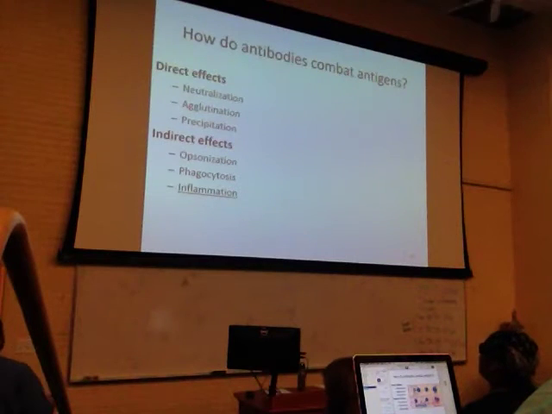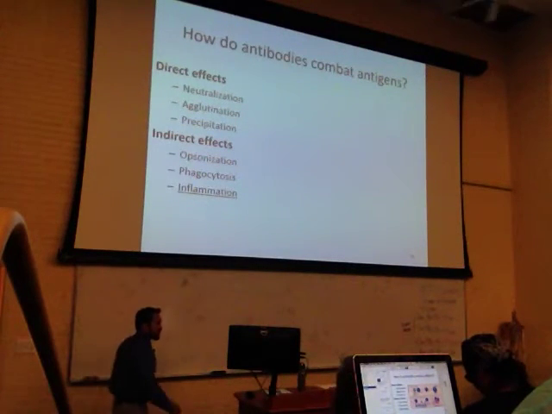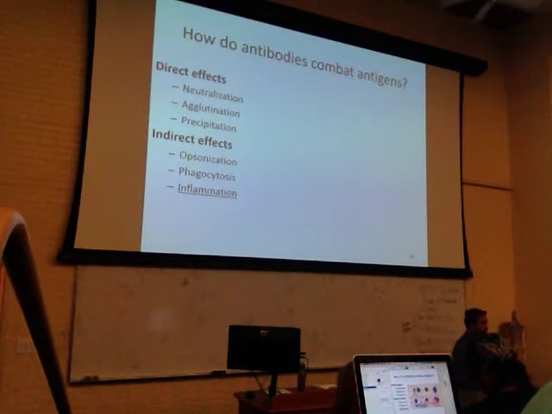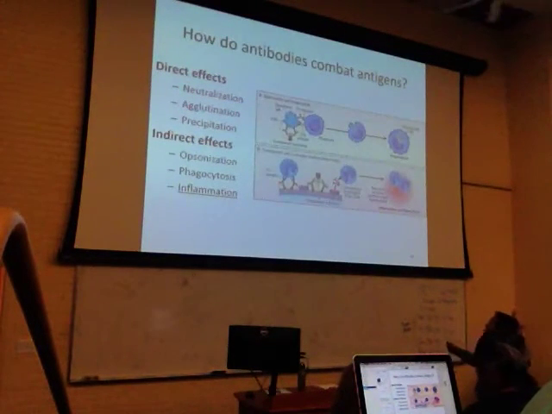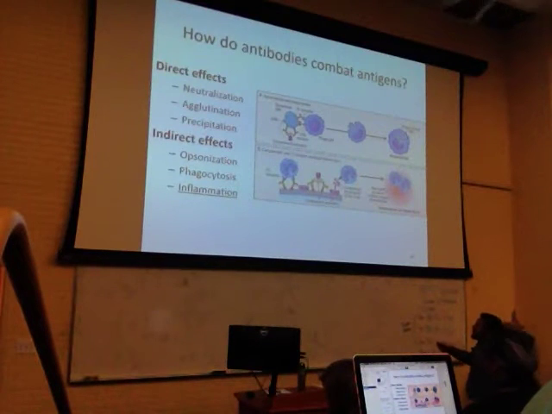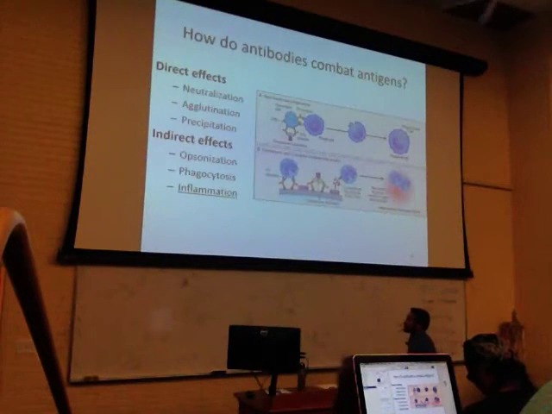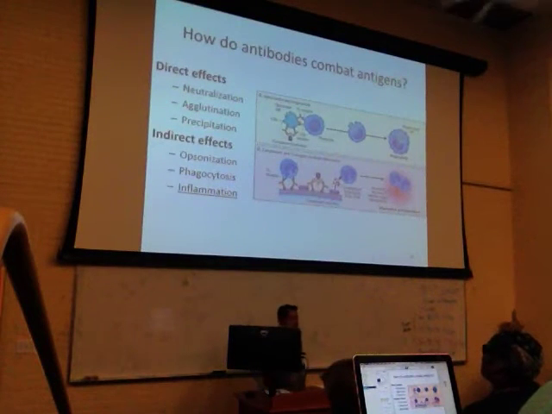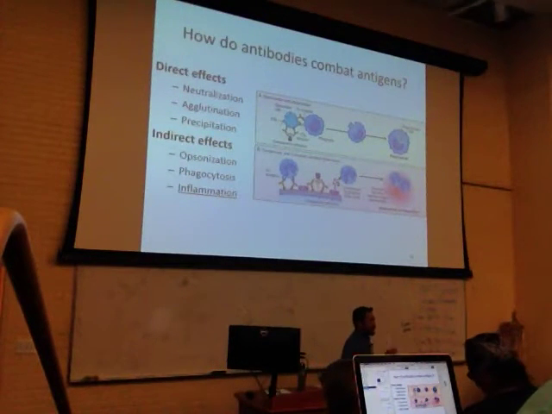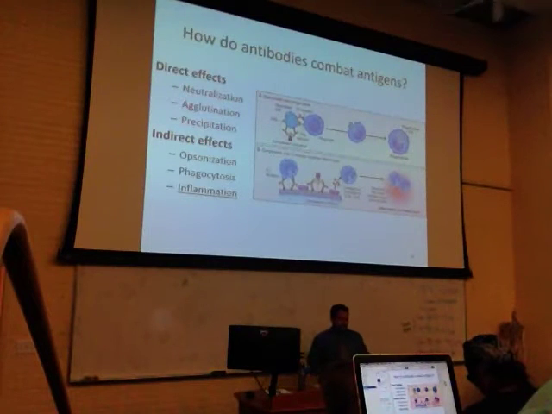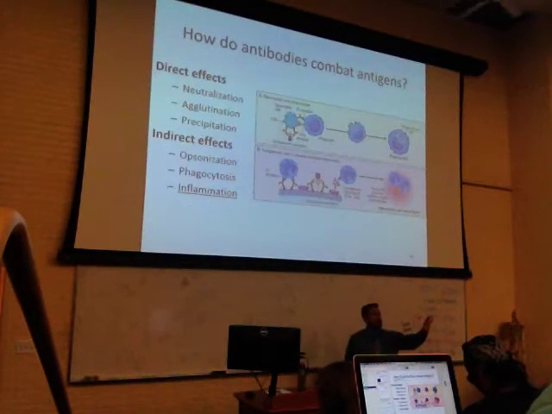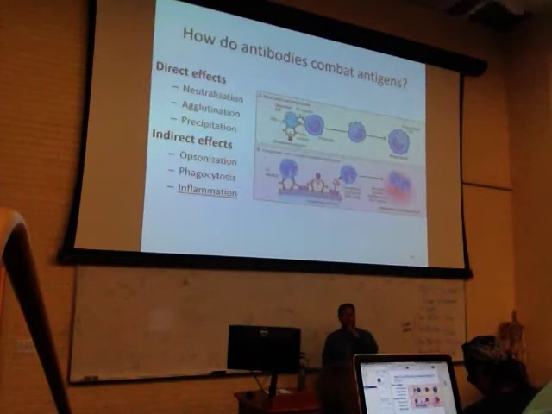Well, we can look at things known as direct effects or other things called indirect effects. And it's just like what you expect. If it's a direct effect, it's going to be things like neutralization, agglutination, or precipitation. So what does that mean? Well, neutralization is it's going to bind and inactivate, or it blocks the toxicity, neutralizes it. So the antibody binds, renders the antigen ineffective.